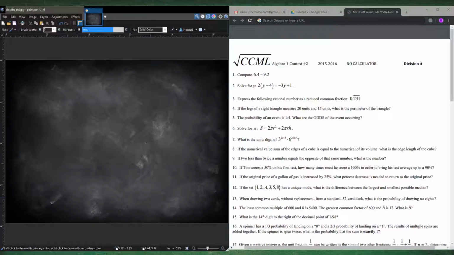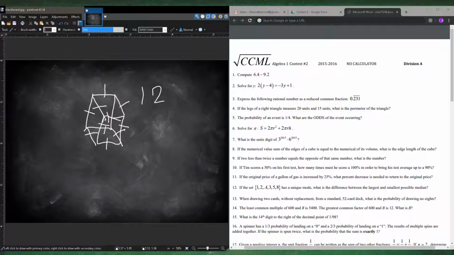Number 8, if the numerical sum of the edges of a cube is equal to the numerical value of its volume, what is the edge length of the cube? So the sum of the edges of the cube, a cube has 12 edges. So let's just draw a cube, right? So it has 12 edges: 1, 2, 3, 4, 5, 6, 7, 8, 9, 10, 11, 12. So a cube has 12 edges, right?